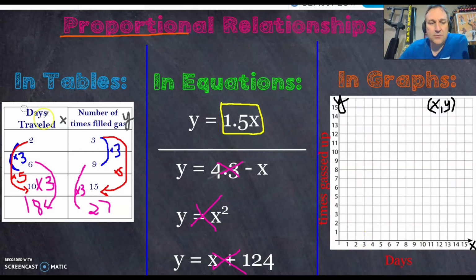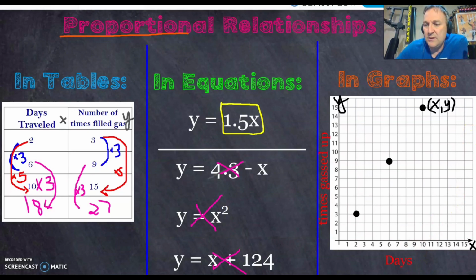So if I go 2, so it's 2 on the x. See, we even had an x here, and we had 3 on the y. So we go 2, 3. Okay, and then we have a 6, 9. So we go 6 days, 9 times filled. And then we had a 10, 15, like so. And then we had an 18, 27, and then I don't have that on here, so we're just going to leave it as it is. We only needed 3 points anyway.